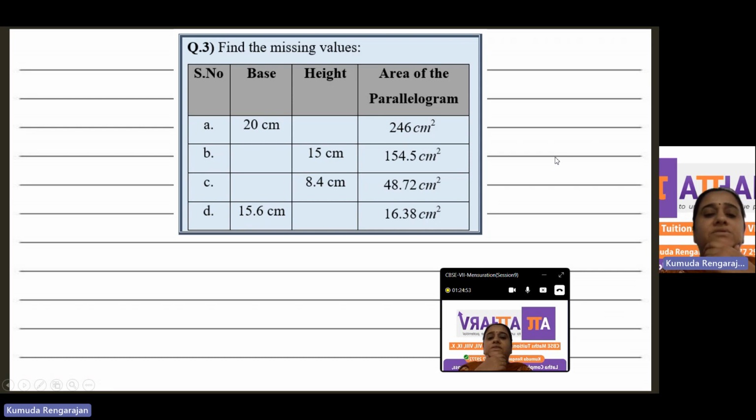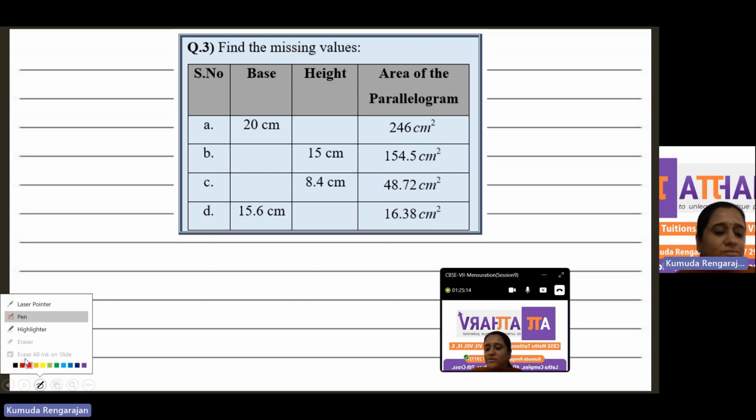So here, find the missing values, all of you. In the column serial number, S number meaning serial number, they've marked it A, B, C, and D. And in the column base, you can see the first one base is 20 centimeters. Second and third base is not given. Fourth one, it is 15.6.